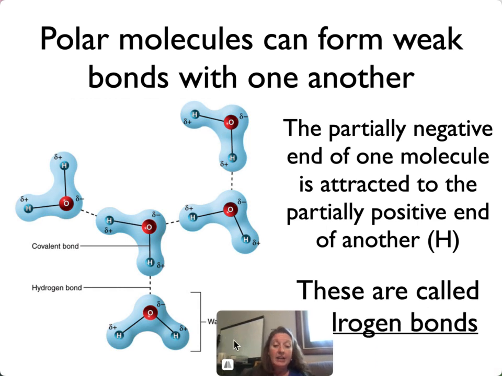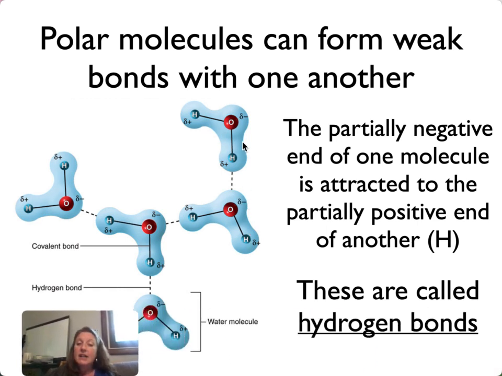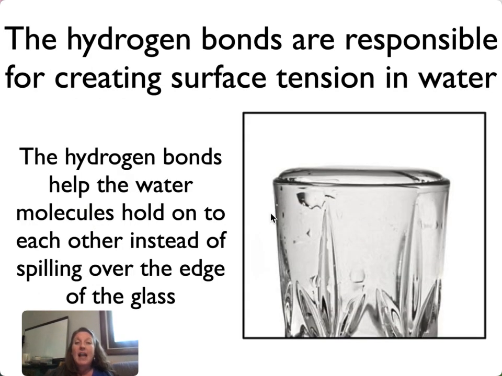These are called hydrogen bonds because the partially positive end of the molecule is always one of those puny, weak hydrogens. Depending on what molecule we're looking at with hydrogen bonds, this may be oxygen, this may be something else, but there's always a hydrogen involved, so we call it a hydrogen bond. And hydrogen bonds are represented by dotted lines because that is supposed to indicate that they are not as strong as covalent bonds.